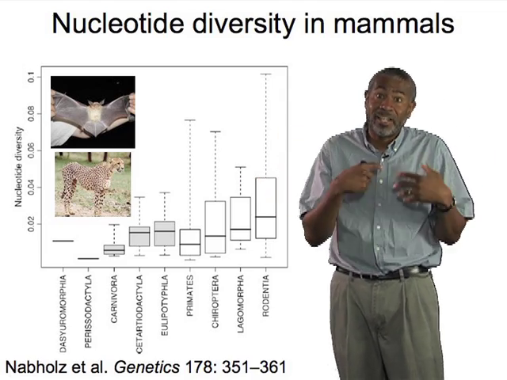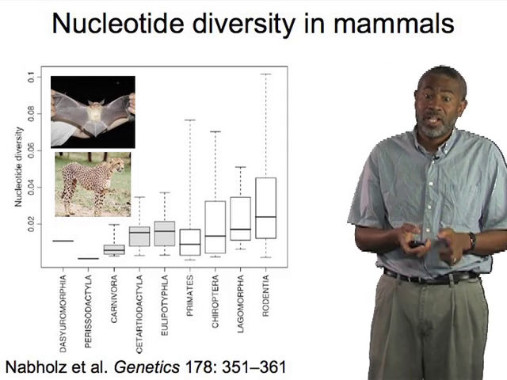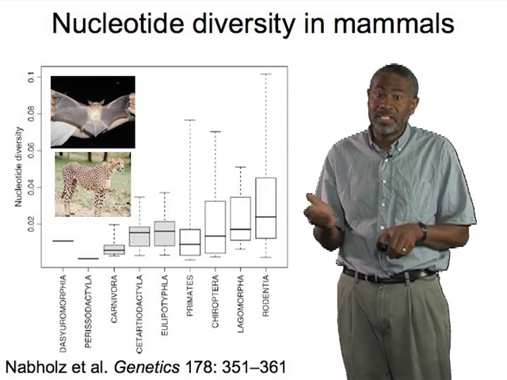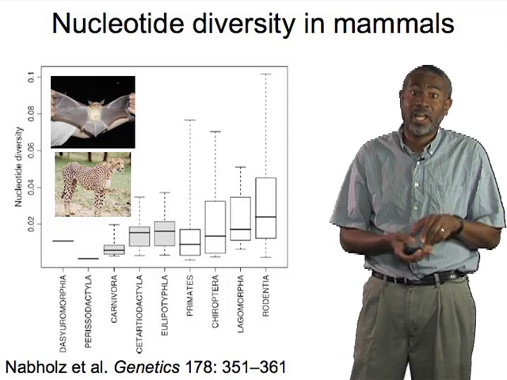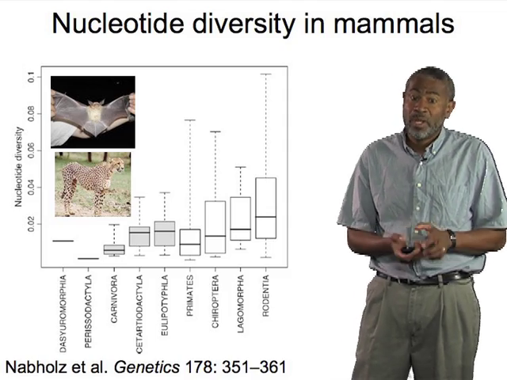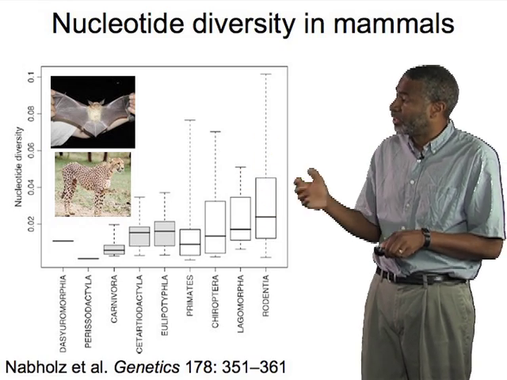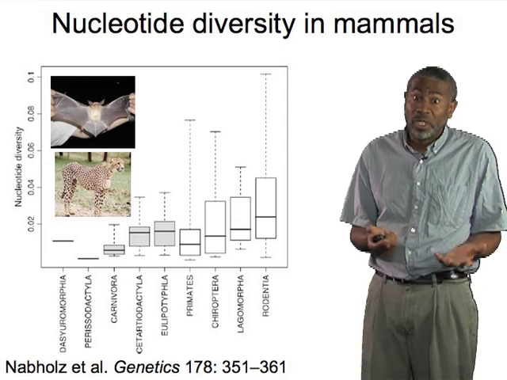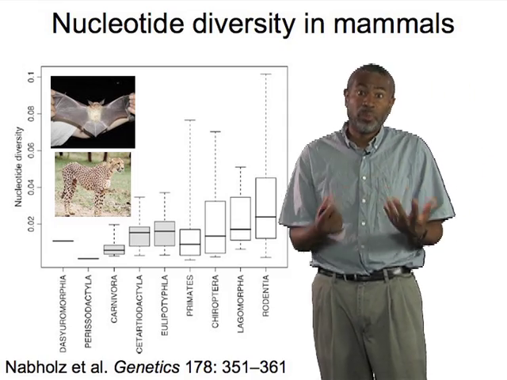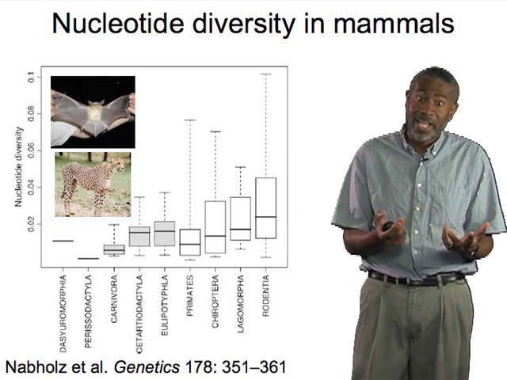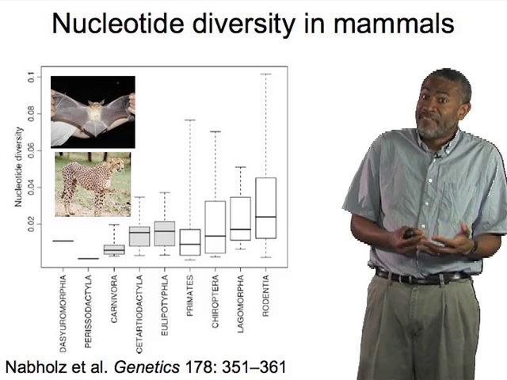And what you can see is that nucleotide diversity on average differs quite a lot between these different groups. In the rodents at the far right, you see very high genetic variation, very high levels of nucleotide diversity. Whereas in the groups towards the left, the perissodactyls and the Dasyuromorpha, they have very low genetic diversity. And the question is, why do these groups of mammals differ in their diversity? It turns out there are multiple explanations. Rodents may have a larger N.